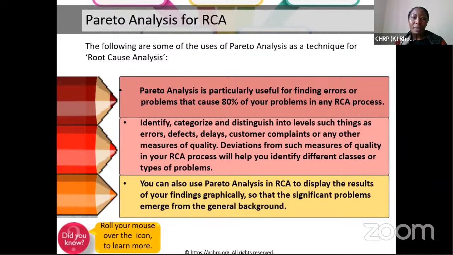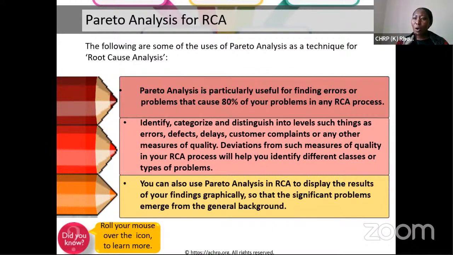Number 2, identify, categorize, and distinguish into levels such things as errors, the defects, the delays, the customer complaints. These are indicators of an underlying problem, and other measures of quality. Deviations from such measures of quality in your root cause analysis process will help you identify different classes and types of the problem. So you should be able to categorize and separate, why are we having these customer complaints? What are they complaining about?